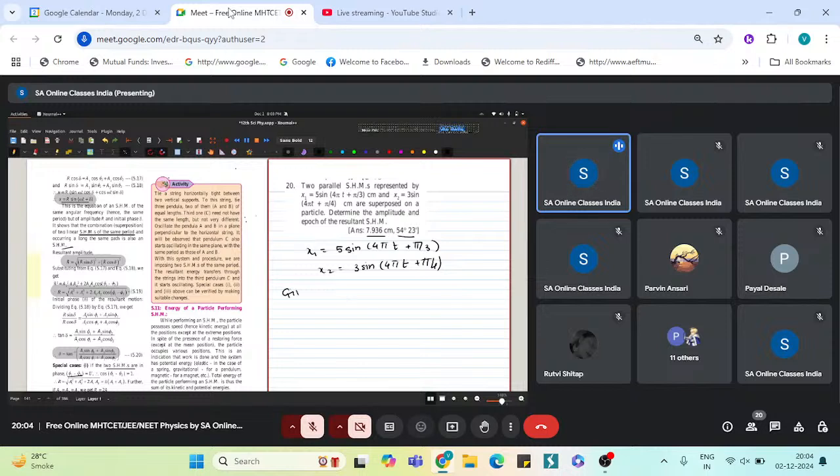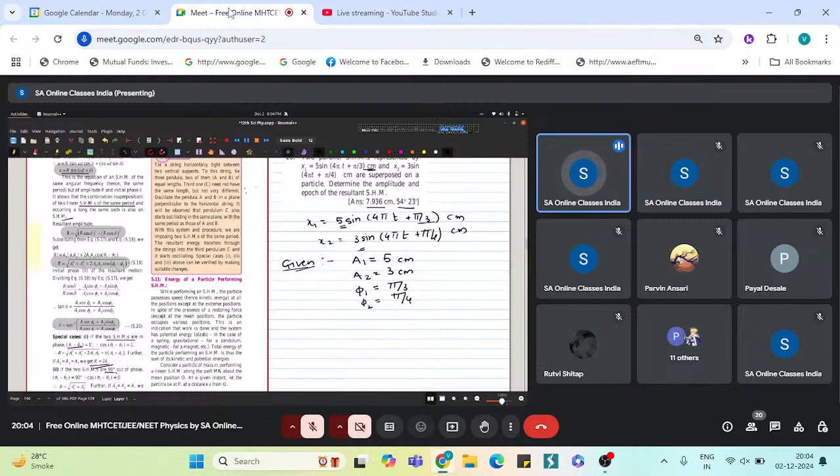Now we'll just write the given values quickly. So we have here a1 is equal to 5 centimeter, sorry, this is centimeter, not meter. a2 is equal to 3 centimeter. Phi 1 they have given is π/3 radian, and phi 2 is π/4 radian. And they have asked to determine the amplitude and epoch of the resultant SHM. So we have a ready-made formula.